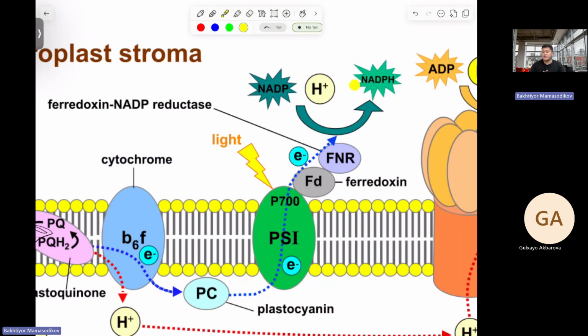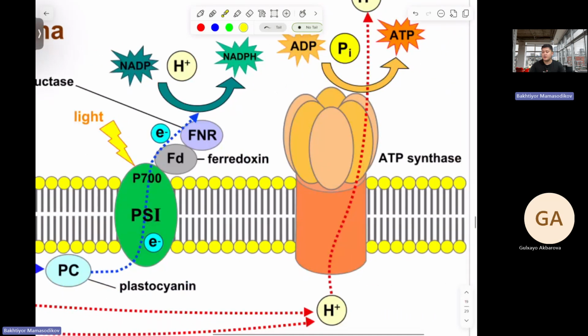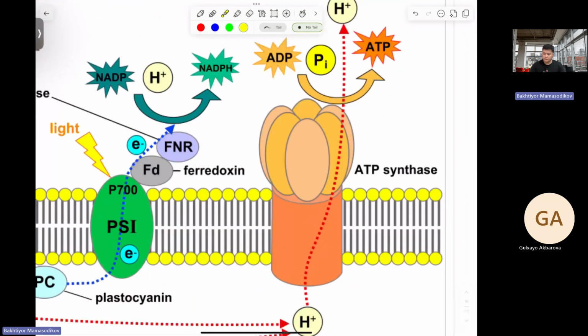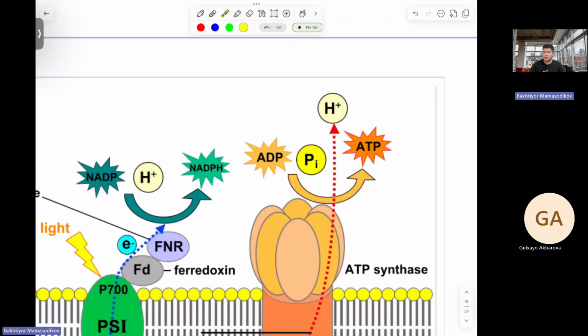This uses the enzyme which is called NADP reductase. And those proton gradients then leave to the stroma after that, and the ATP synthase phosphorylates ADP and makes the ATP molecules. I hope you understood.